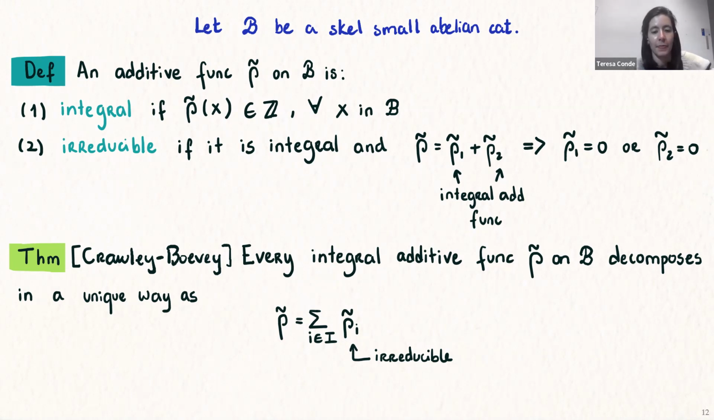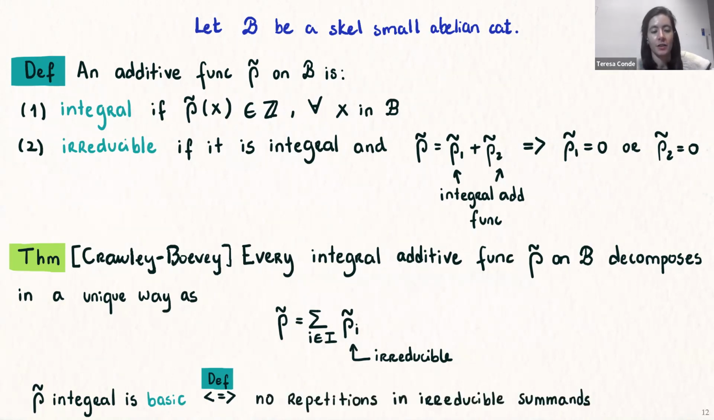And because of these results of Crawley-Boevey, it makes sense to talk about basic additive functions in the integral case. So we are going to say that an integral rank function is basic if there are no repetitions in the irreducible summands of its unique decomposition. Okay.